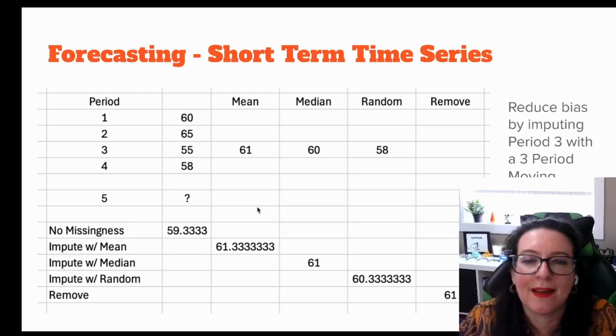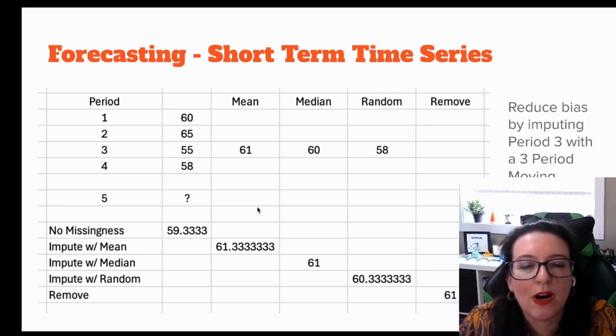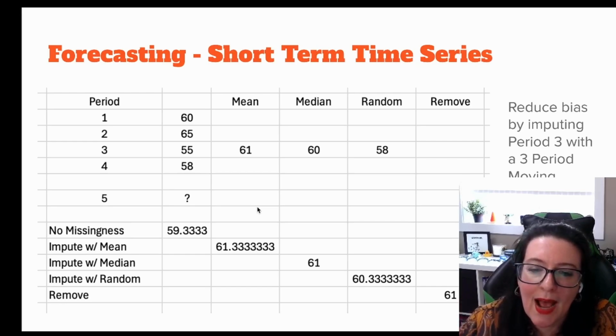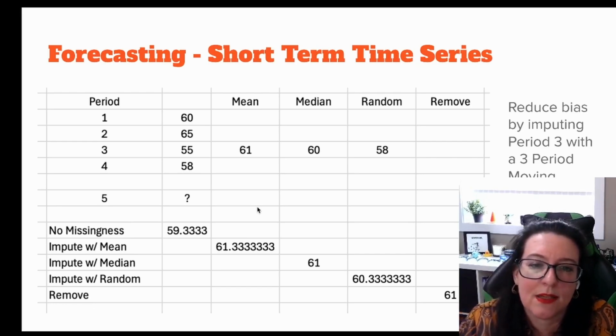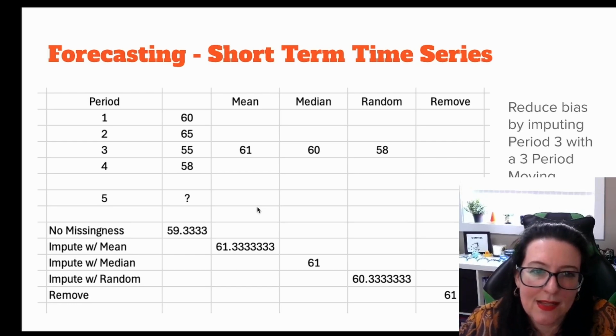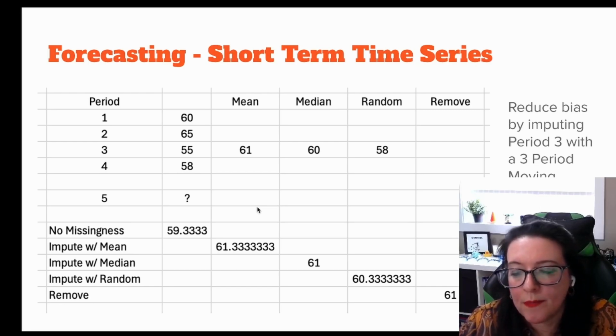If we randomly pick a number from period 1, 2, and 4, let's say we happen to pick a number that is 58, that is the lowest of the three, you can see that that one happens to give us closest to what if there was no missingness, but it's just a random pull. So we could have instead pulled the higher number, 65, in which case the forecasted number would be higher than the mean and the median method. If we remove and simply ignore period 3, then what we get is a forecast of period 5 for 61.